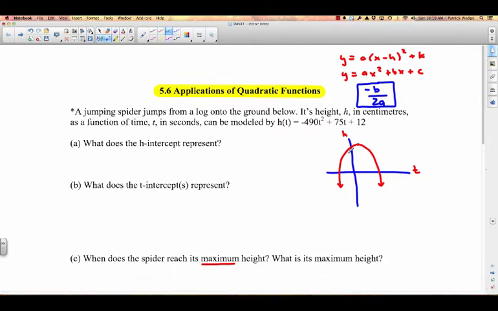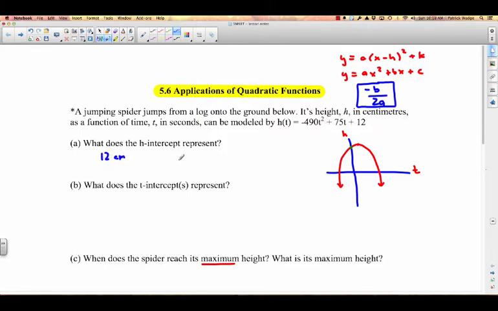Our h-intercept is right here. We don't know how high that is, but what's the t value there? The t value is 0, right? For any y-axis intercept, you put 0 in for the x, or in this case, for any h-intercept, you put 0 in for the t. So if I put 0 into this t and 0 into this t, what do I end up with? 12. So I get the answer 12 centimeters. The h-intercept is 12 centimeters.